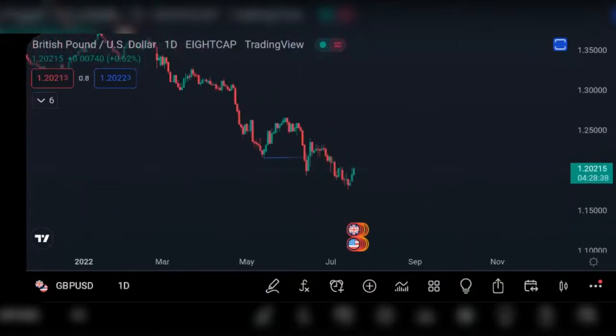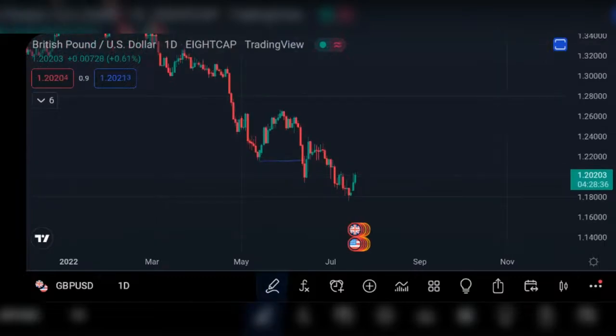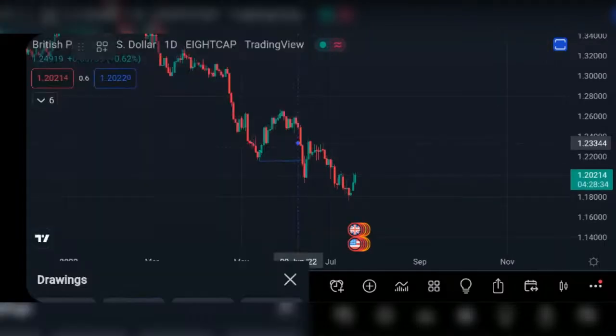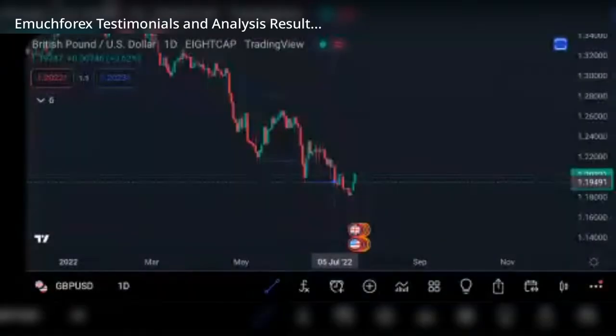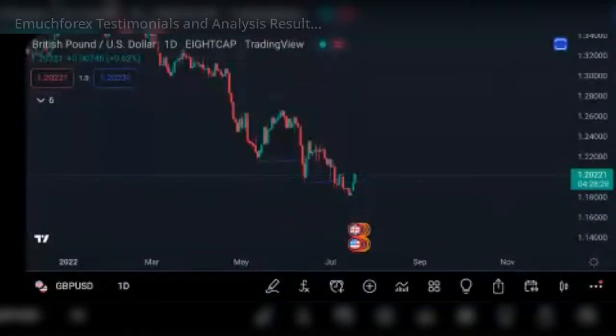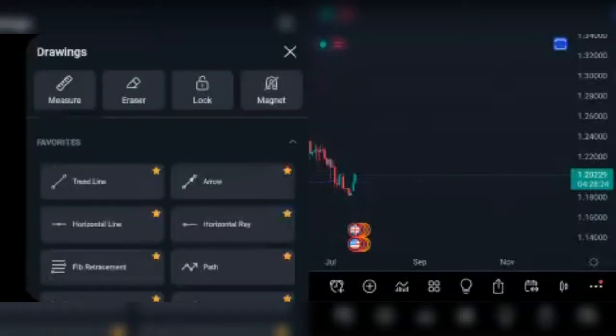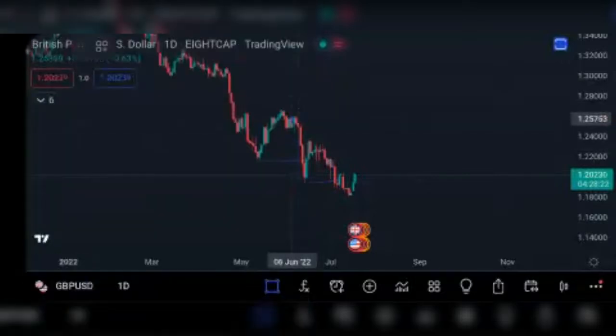We also had the break of structure on the daily time frame. We also had the break of structure here. We also had the break of structure here. Now on the daily, we can mark out our order blocks on the daily.